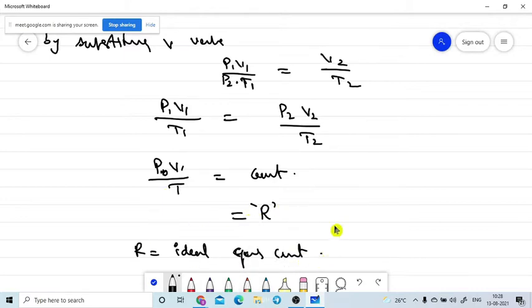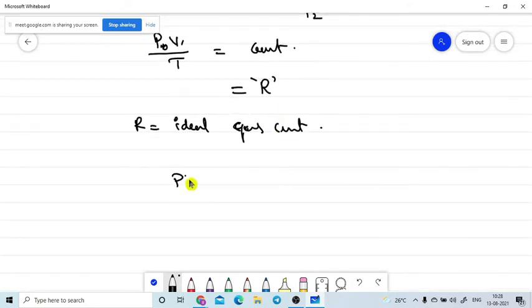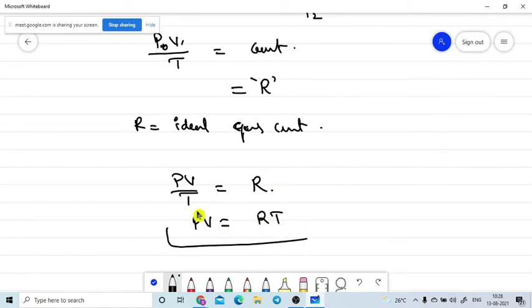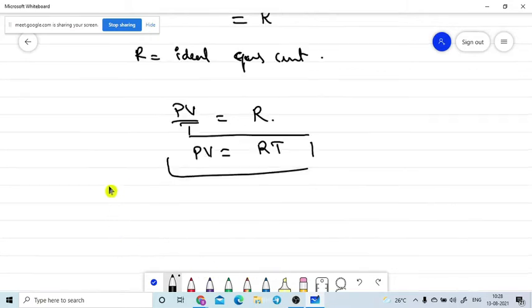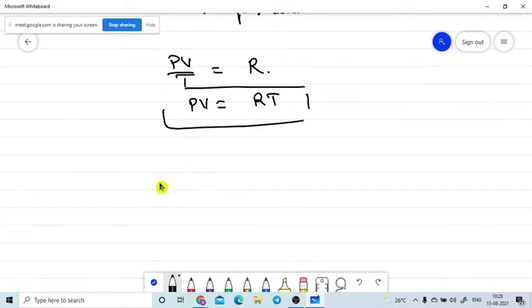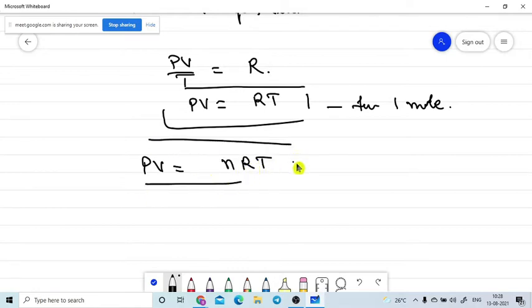Now I am sending this T to this side. PV by T is equal to capital R, we got. Then PV is equal to RT. This is only what we needed to prove, so we proved this one. But this equation is only for 1 mole of gas. If you take n moles of gas, PV is equal to small n RT. This is the formula, PV equals nRT, for n moles of gas.